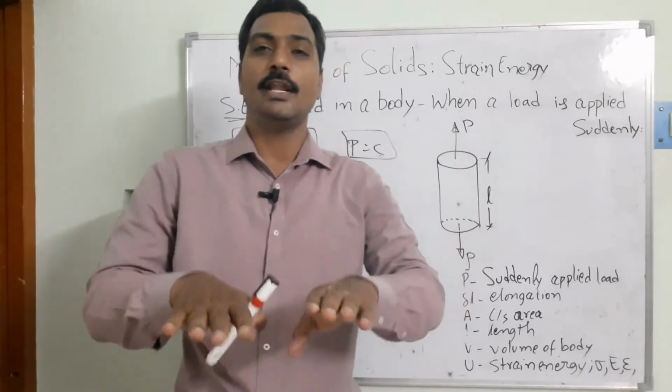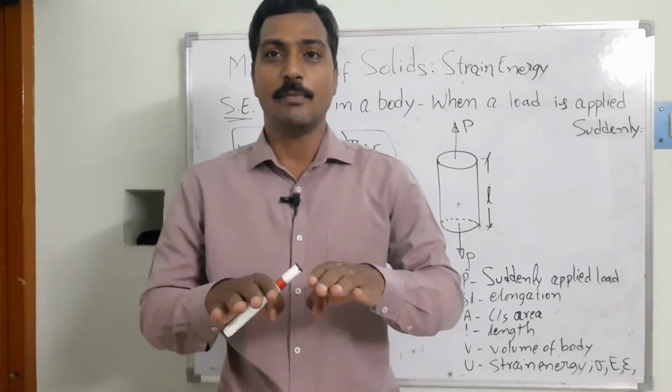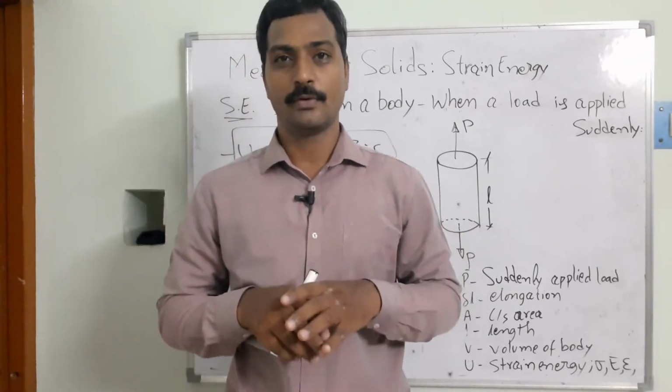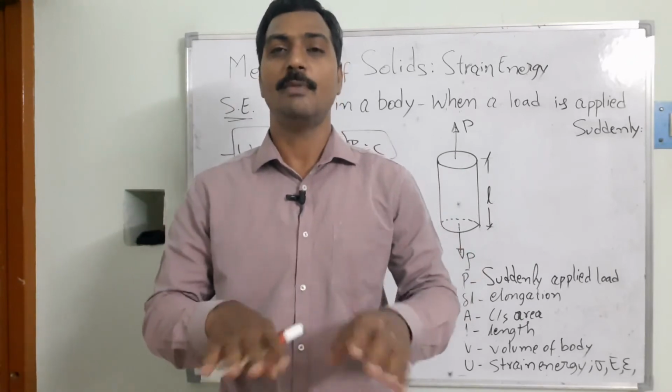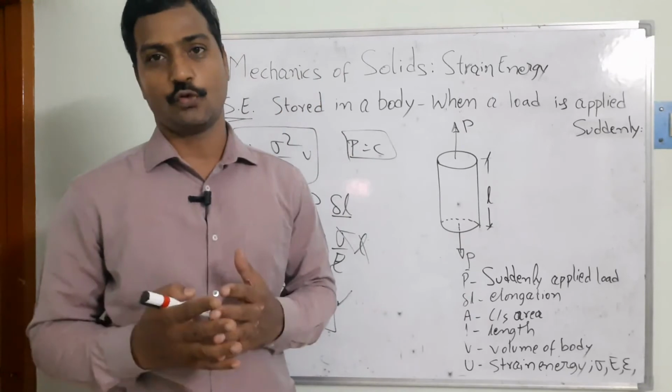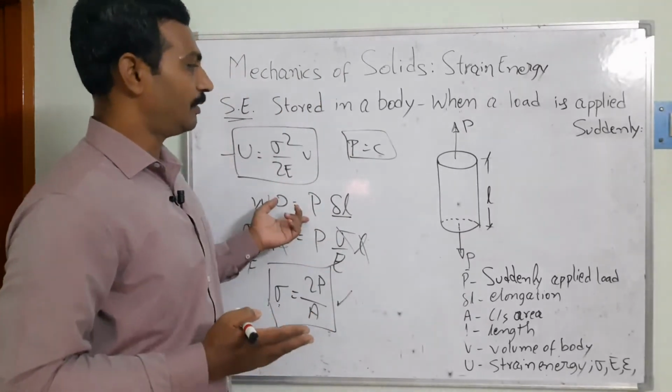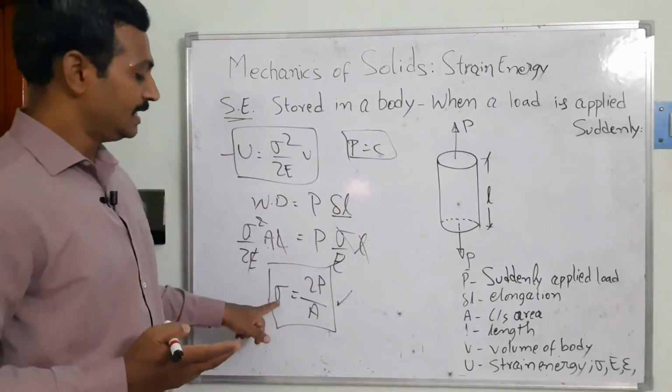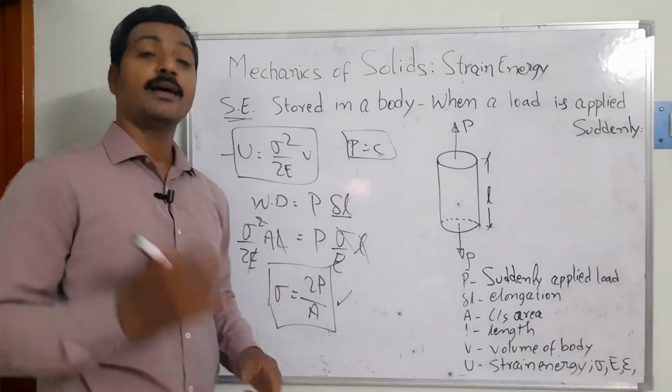Suppose you are going on a rough road. Then the vehicle is suddenly moving up and down. Those loads are very suddenly applied loads. At that time, how much strain energy is it storing? That is the example I took here, and finally the stress developed here is twice that of the gradually applied load.